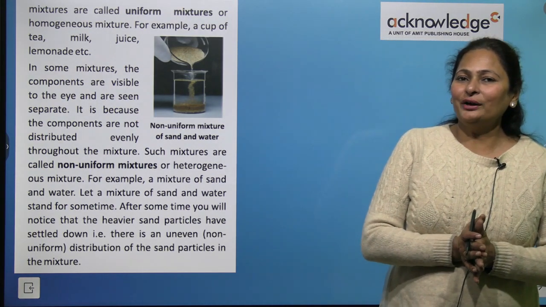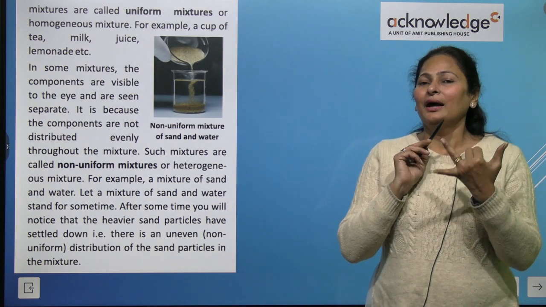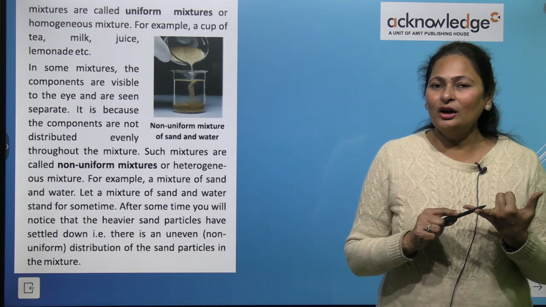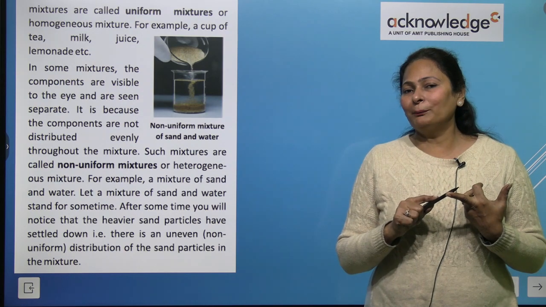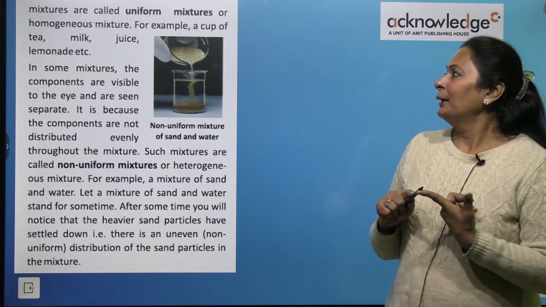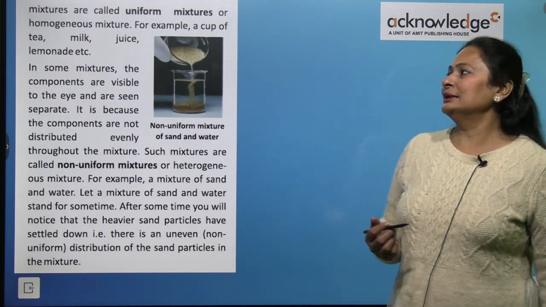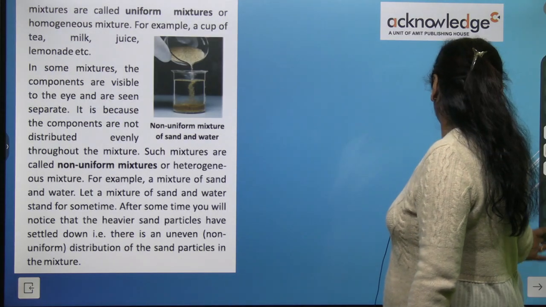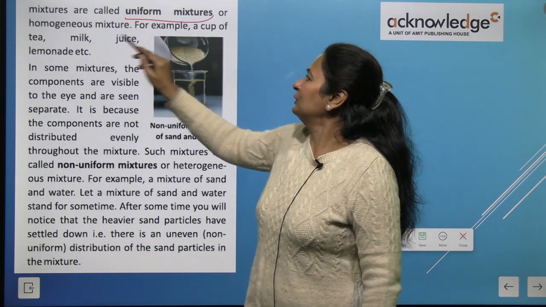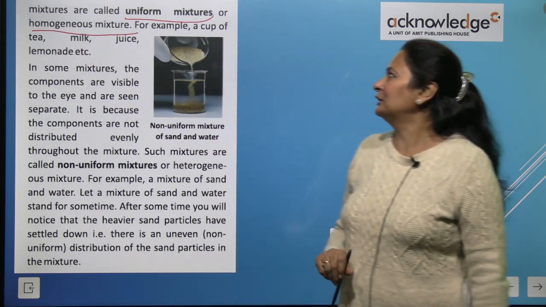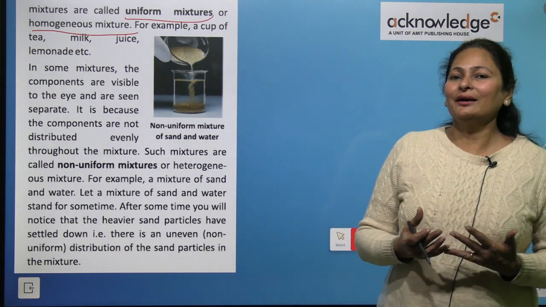Now, have you understood uniform and non-uniform mixtures? First we studied the pure form, then the mixture, and in mixture we learned the uniform mixture and the non-uniform mixture. Uniform mixtures are also called homogeneous mixtures. The other name of the uniform mixture is homogeneous mixture. For example, a cup of tea, milk, juice, lemonade.